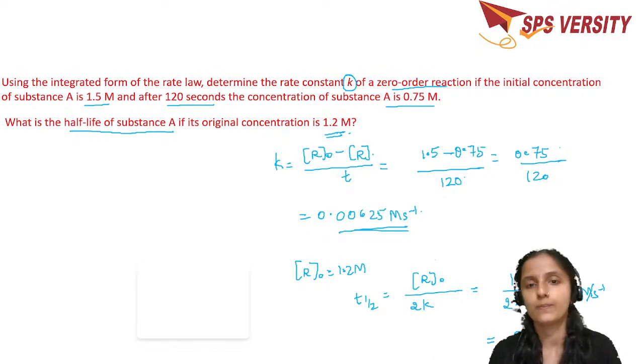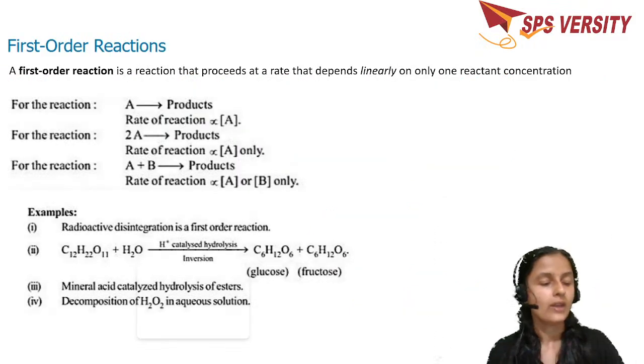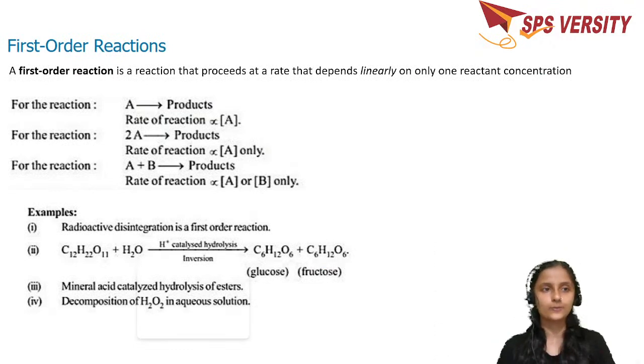Now we'll go for the first order reaction. What exactly is a first order reaction? The first order reaction is one where you have a reaction, that's reactants give rise to product.